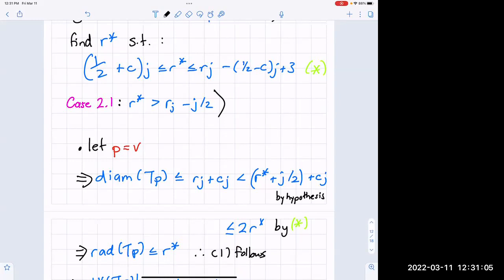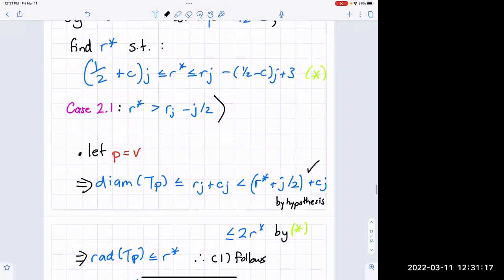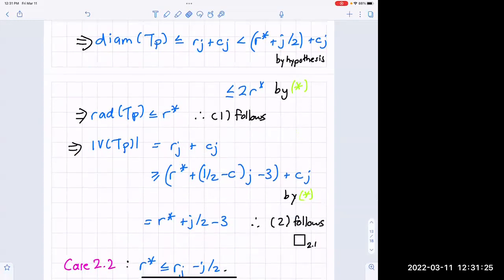And the order, well, the order we know is Rj plus Cj. And again, this time using the other part of the inequality of star, the right-hand side of star, we derive that this is at least R star plus 1/2 minus Cj minus 3 plus Cj. Simplifying, I get R star plus J minus 2 over 3, and 2 also follows for this case. So this subcase is not too bad, and that's when the R star is large.